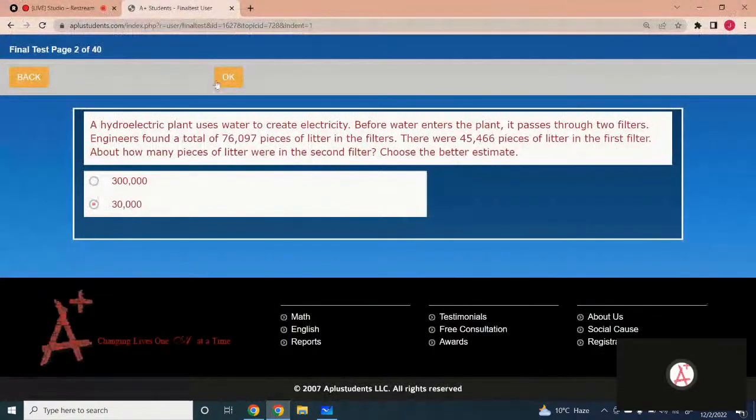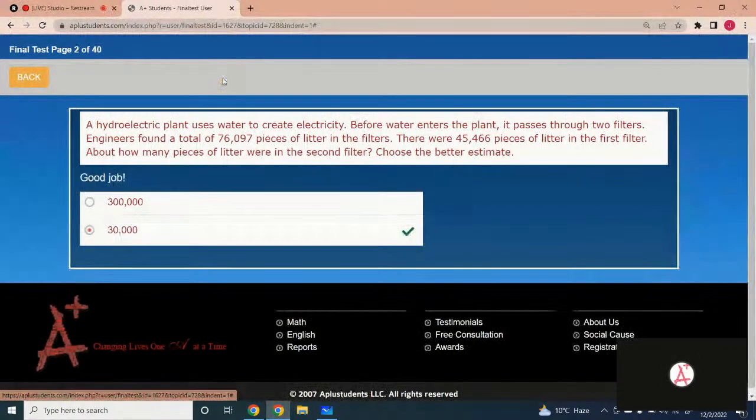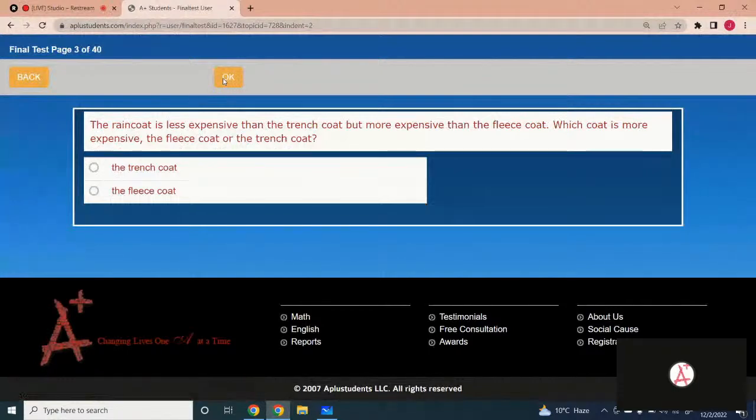Just select the correct option, then click on the OK button. Okay, the raincoat is, that's the one we just did in the lesson. The raincoat is less expensive than the trench coat, but more expensive than the fleece coat. Which coat is more expensive, the fleece coat or the trench coat? So which is the more expensive? Who remembers the answer?